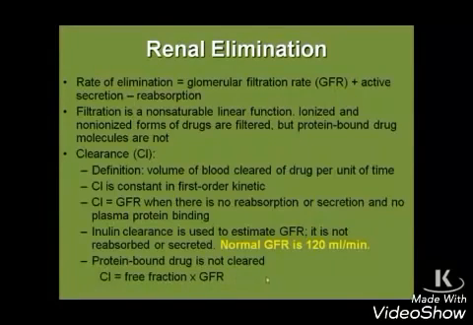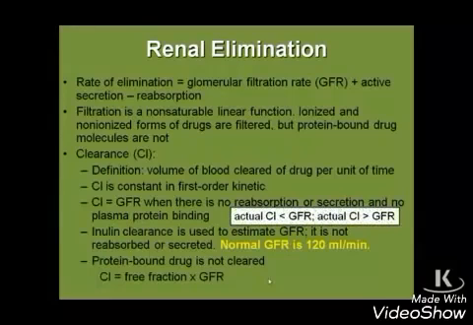Okay, let's look at two examples now. First example is, what if the actual clearance of a drug is less than GFR? What type of processes would be going on if the actual clearance of the drug is less than GFR? You might say, for example, that drug must be reabsorbed. But if the actual clearance of the drug was greater than GFR, then clearly you must have some active secretion going on for that drug.